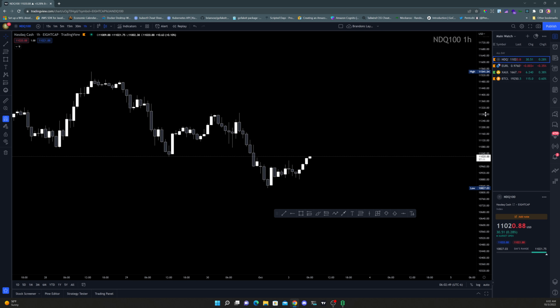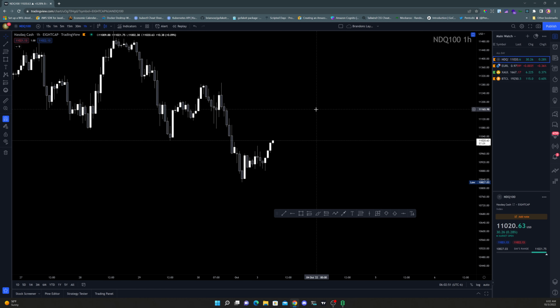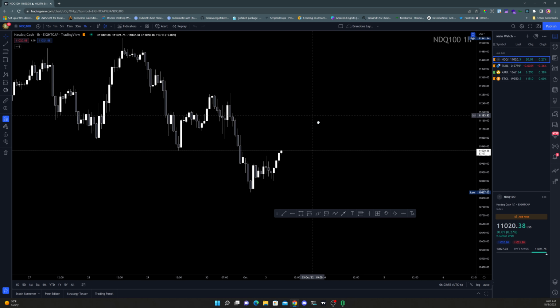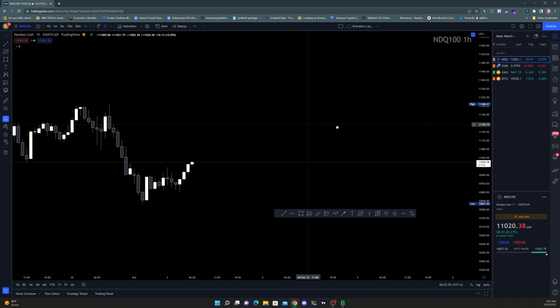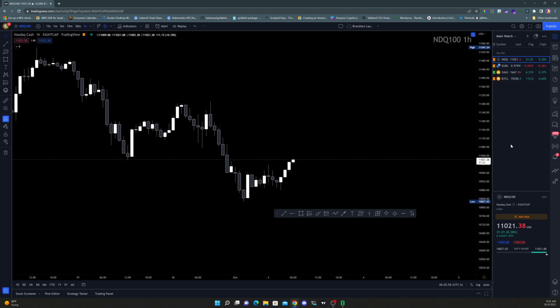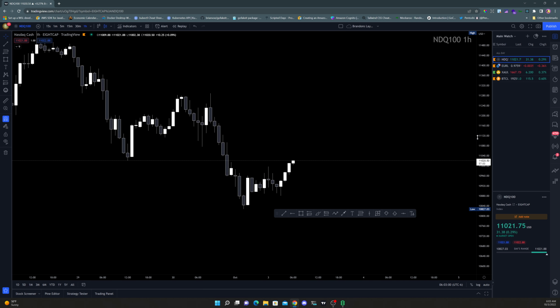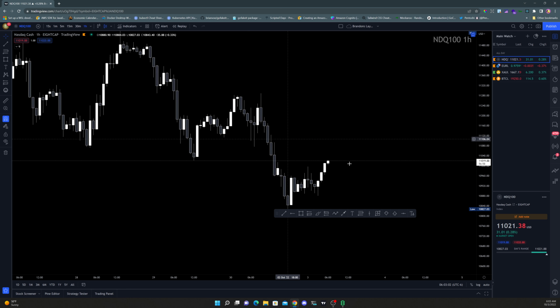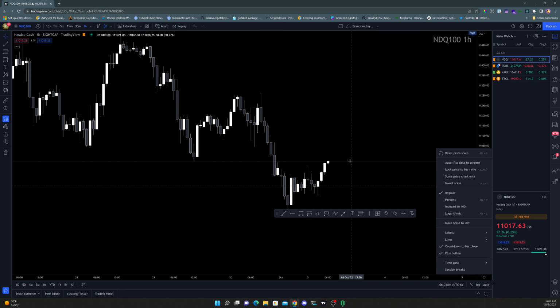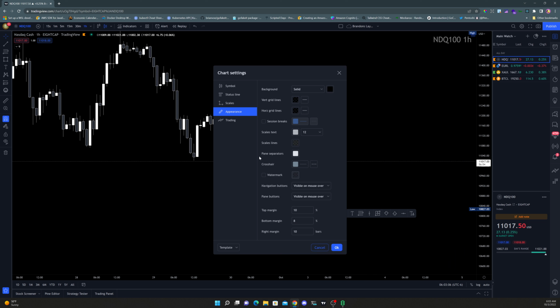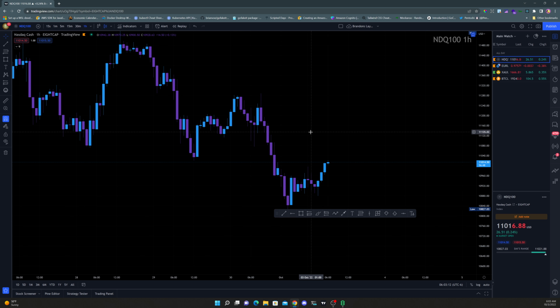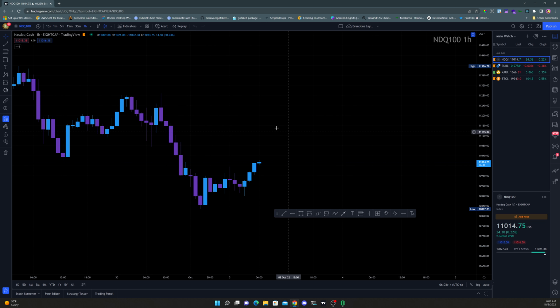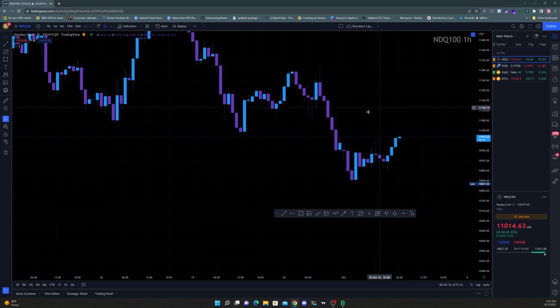So as you can see, I've changed my chart colors ever so slightly. Made it a bit darker. You can't really see that well on video. It doesn't look that good. Maybe we want to switch it back. Let's go calming colors. Look how calm that is. All right, great.